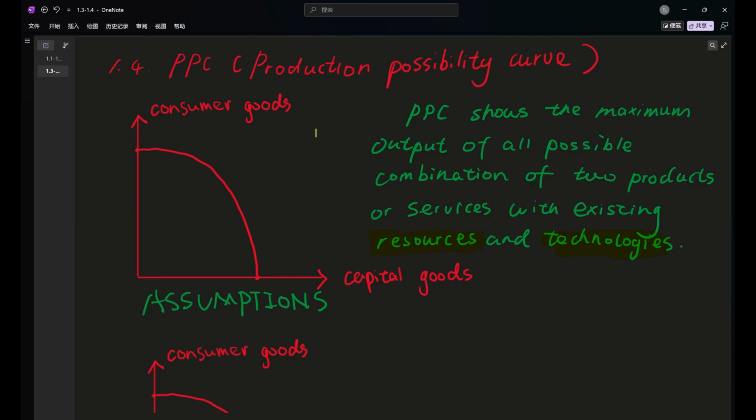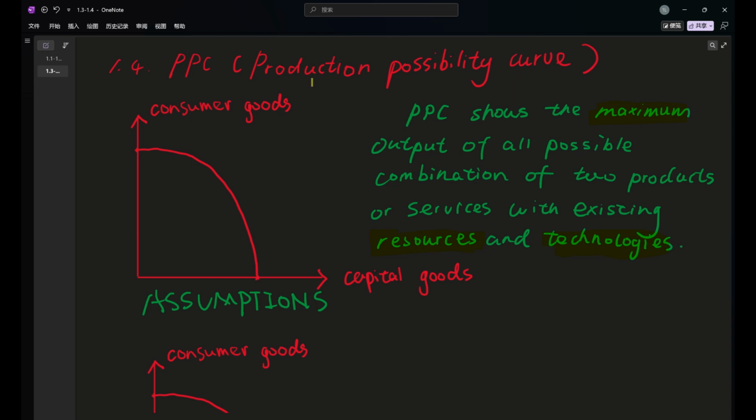Very huge assumption. The third assumption is full employment of resources. So it assumes full employment of resources. It means that you use every tiny resource you can use. You exploit every single worker you can hire. Use everything you can use, which is not possible in real life. You cannot fully use everything.